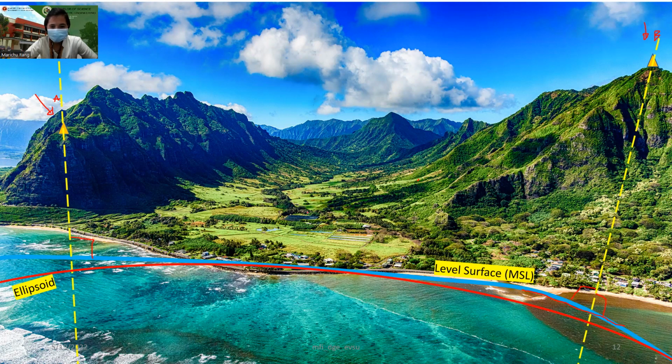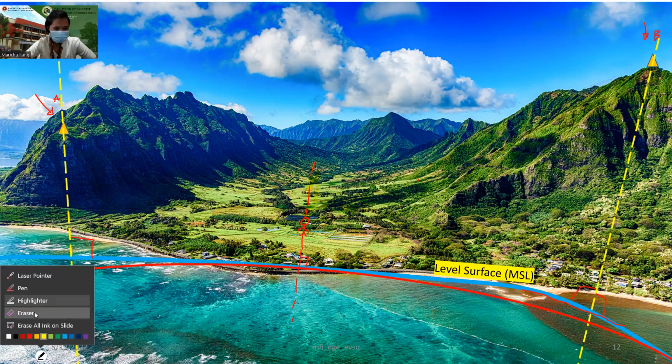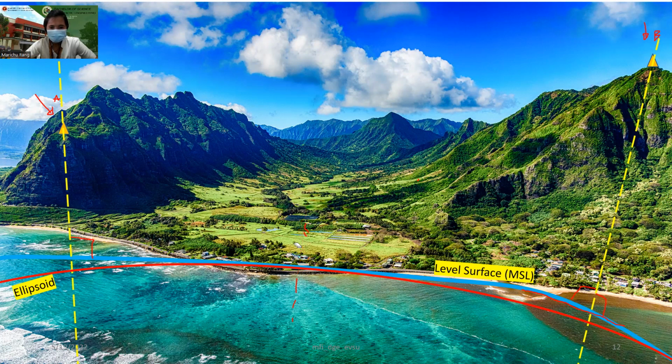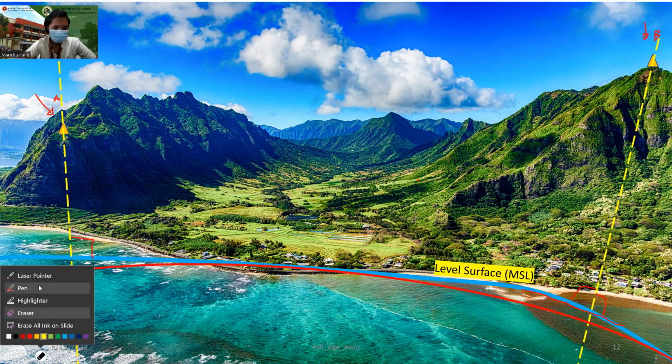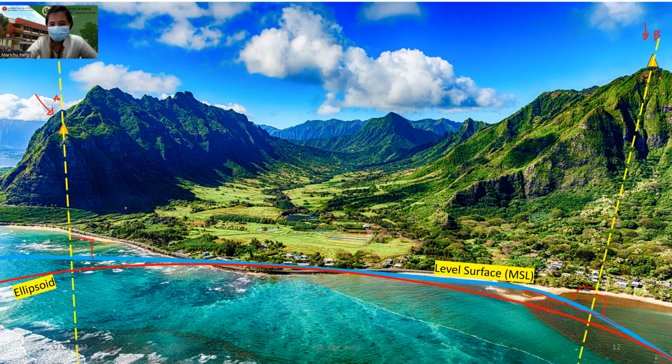Okay, so kung andito ka, let's say you are here, and then this is your plumb line. Let's say this is your plumb line. Then you create a right angle here, so that will become now your plumb line. Okay? So let's erase this here. Okay, let's move. So again, that is our plumb line. That is the plumb line for station B.